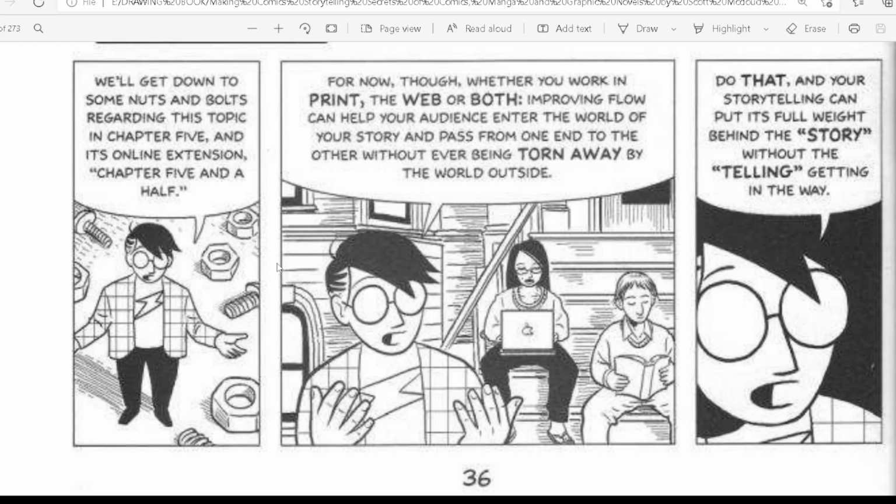chapter 5 and a half. For now though, whether you work in print, the web, or both, improving flow can help your audience enter the world of your story and pass from one end to the other without ever being torn away by the world outside. Do that and your storytelling can put its full weight behind the story without the telling getting in the way.